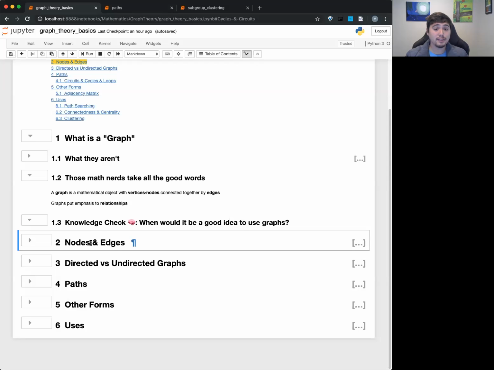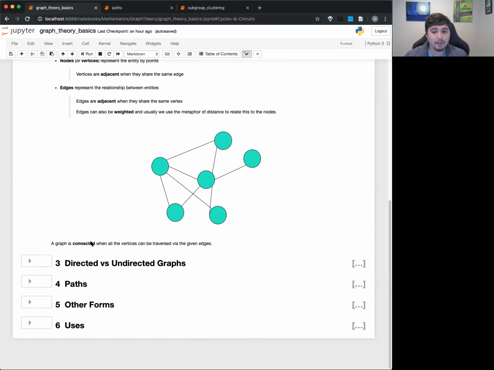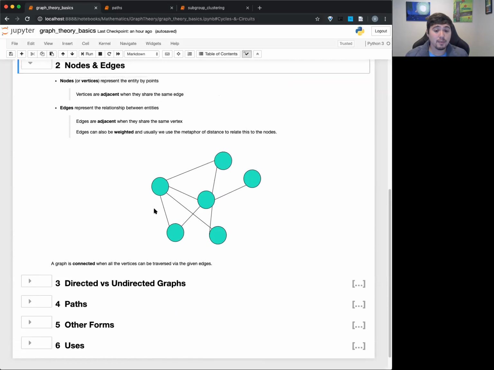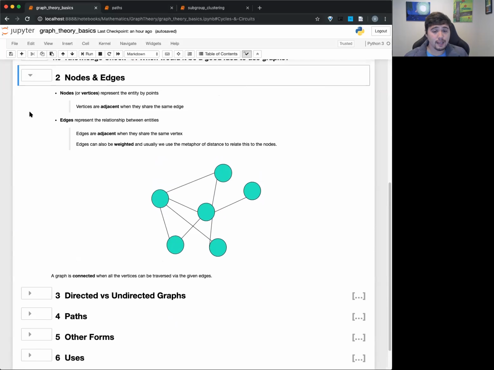So we've talked about these things, but we haven't really seen any pictures of this. So it's kind of good to see what a picture looks like. This is a graph right here. We'll talk about different types of graphs, but the main parts that make a graph: we have a node or vertices, and they represent the entity by points. Each of these green circles right here is a single entity, and so each of those is a node or vertex. We also have edges, which are basically these lines right here connecting the different nodes and vertices, right?